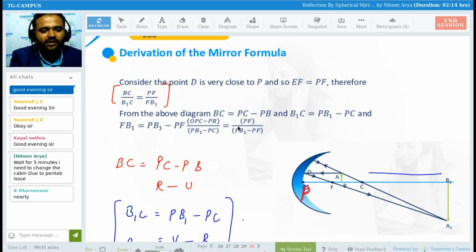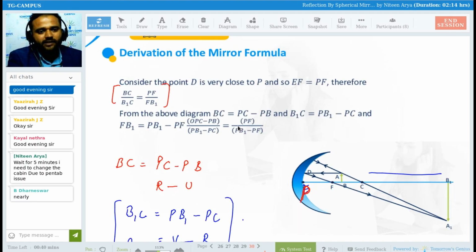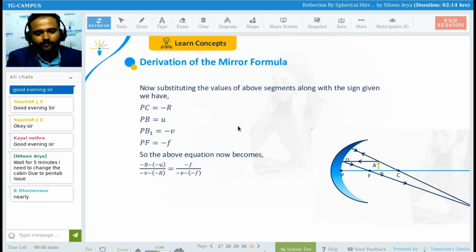And from the above diagram, BC and FB1, we have already found these values. Moving ahead, substituting the value of PC, which is minus R, PB equals to U, PB1 equals to minus V, and PF equals to F. Why minus and everything? Because it is a concave mirror. In a concave mirror, the mirror is on the left-hand side and the object is on the right-hand side. So what is the above equation? The above equation is BC upon B1C equals to PF upon FB1.